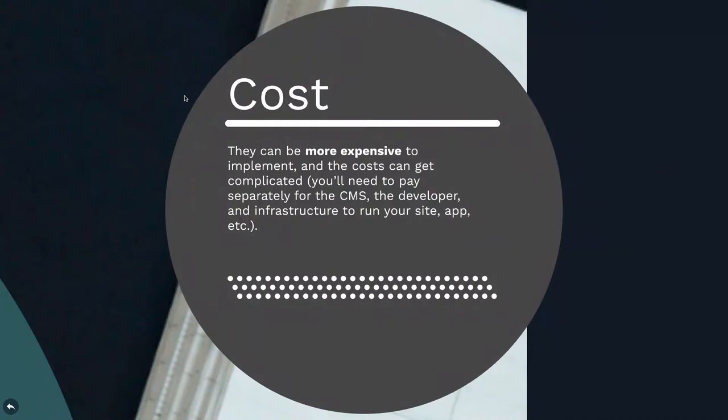First is the cost. Maintaining two applications means you need to spend more. On the developer side, if you are not good at front-end, you need to hire a front-end developer. Then if your server can't accommodate two applications, you need to buy or create a new server instance for your front-end application. Those are the things you need to consider in costing.